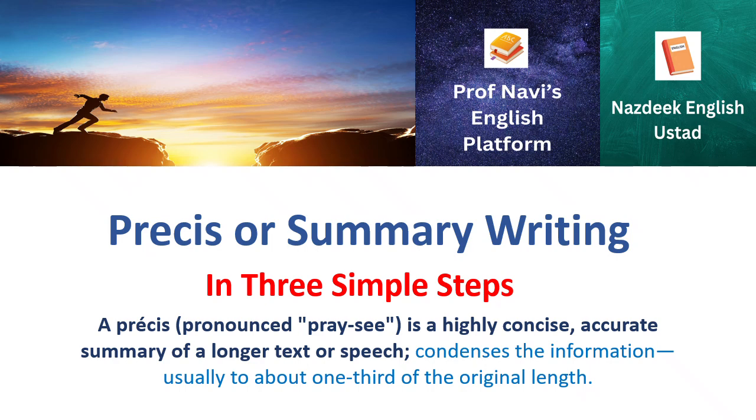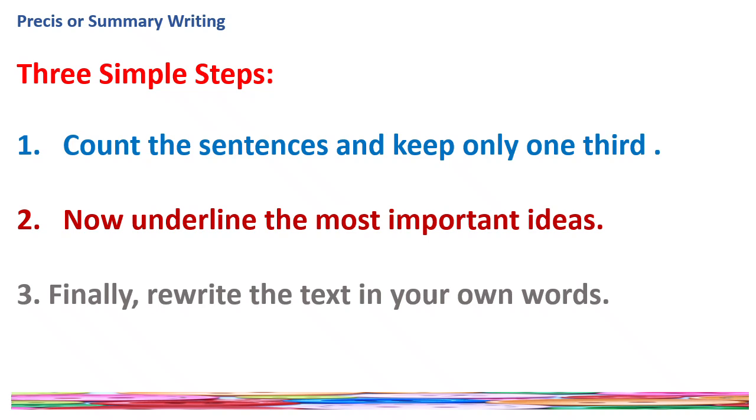So now we are going to learn the techniques, the basic steps which make summary writing or Precis writing an easy task. Number one, always count the sentences and keep only one third. If the passage is in front of you, please count the total number of sentences. This is very important. If the sentences are six, one third will be two sentences. So your summary should contain two sentences only.